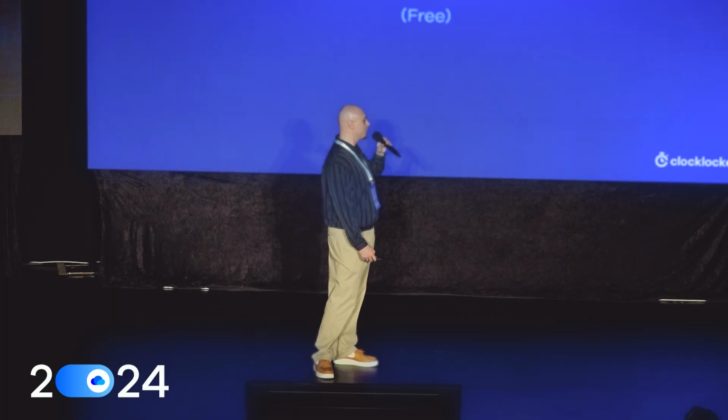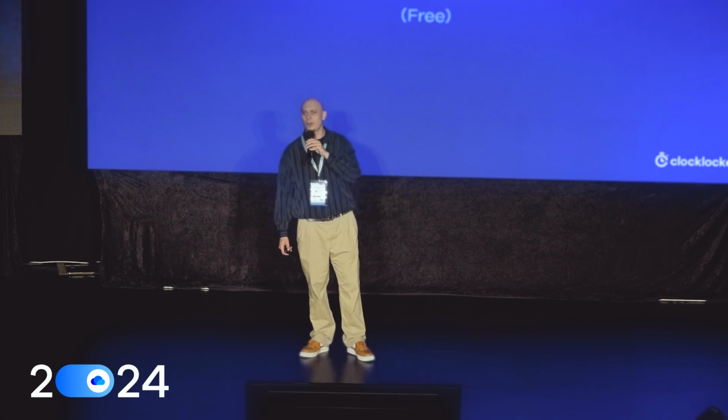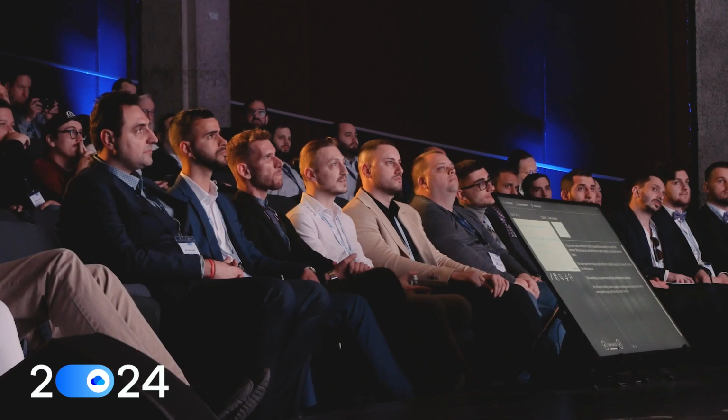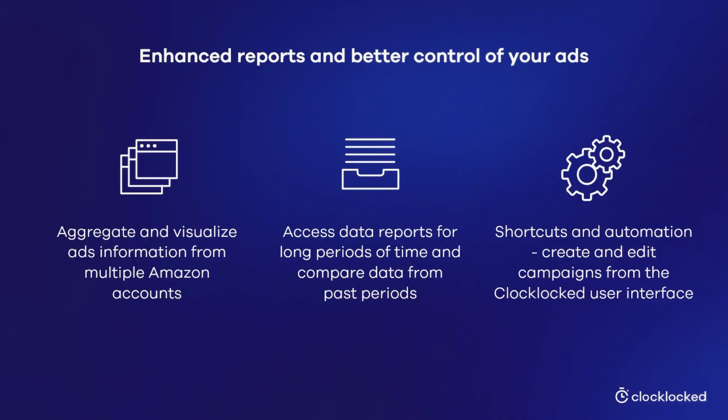So as for the basic version, there is a free version of Clocklocked right now. So we did previously have, for certain Sellercloud users, as you might know, the ability to download that ad spend. We did push that into Clocklocked, so there is a free version of Clocklocked where you'll be able to go ahead and aggregate and visualize ad information for multiple Amazon accounts, access data reports for long periods of time, and compare data from past periods, shortcuts and automation, create and edit campaigns from the Clocklocked user interface directly.